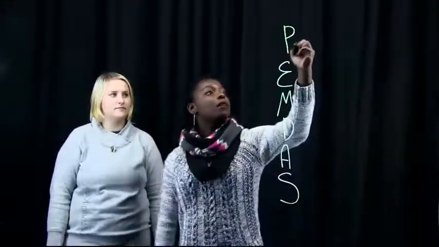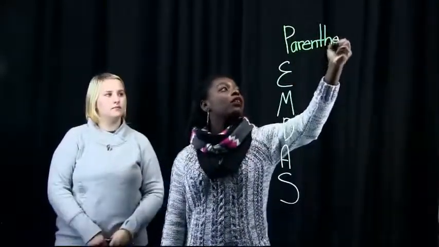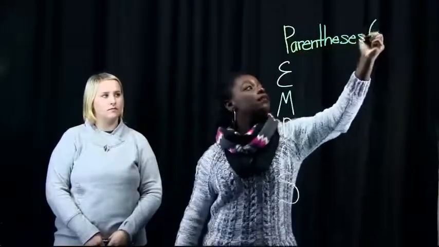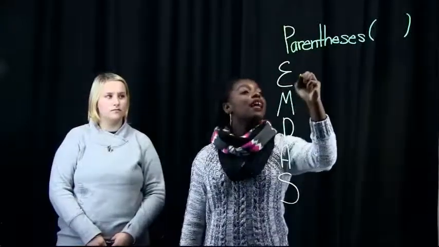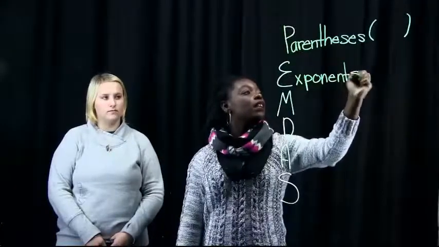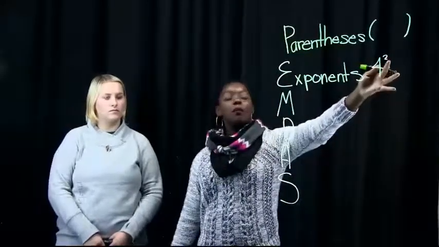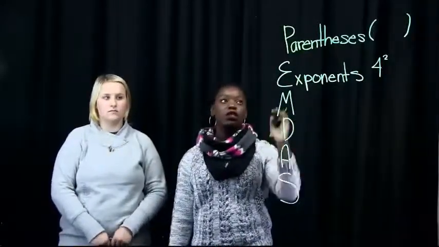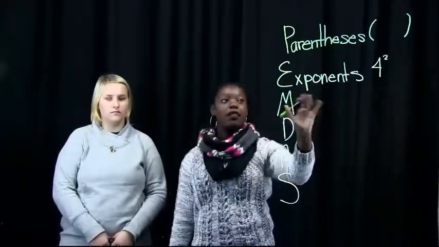So PEMDAS is an acronym to help you memorize what order to go into when you have longer equations. The P in PEMDAS stands for parentheses. So any numbers that are in a parentheses like this, those will be the first set of numbers that you will solve. The next one is exponents. An example would be like 4 squared. So anything that has that base with the number up in the top right corner will be the next thing you will solve, either after the parentheses, or if it does not have one, this will be the first thing you will do.